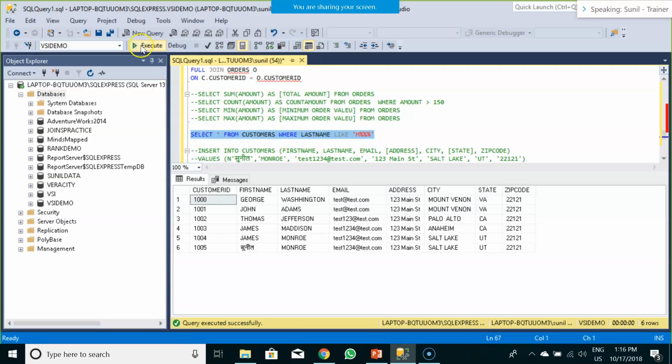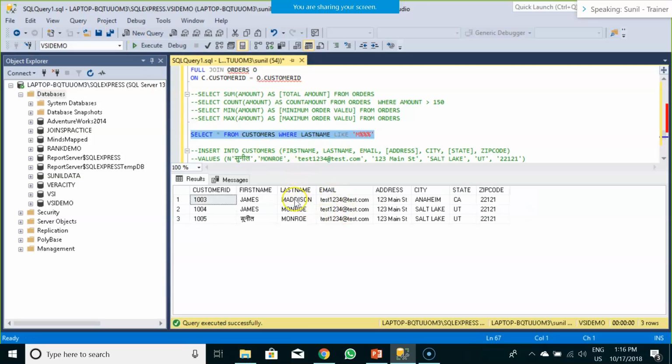Now let us see what result it is giving me. All the last names with M. So this way, depending on the initial characters or the end characters, you can apply your wildcards in SQL Server.